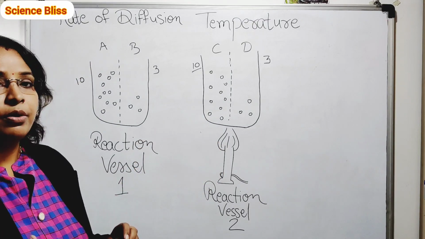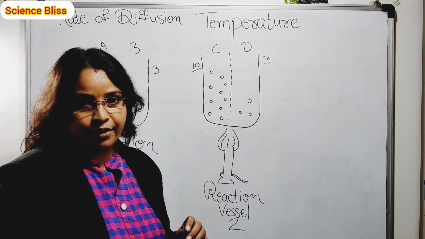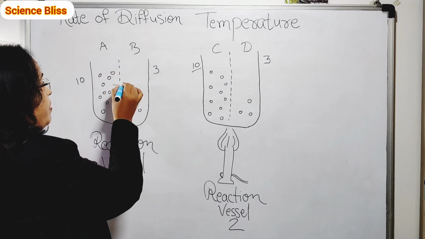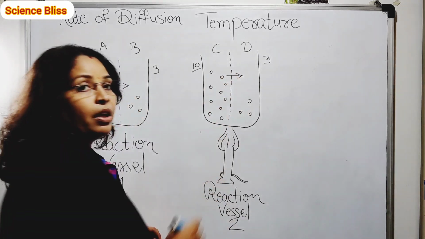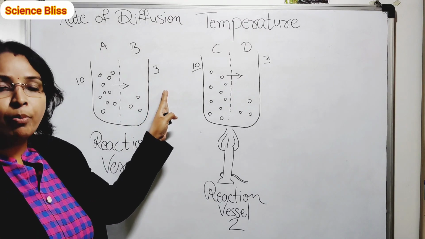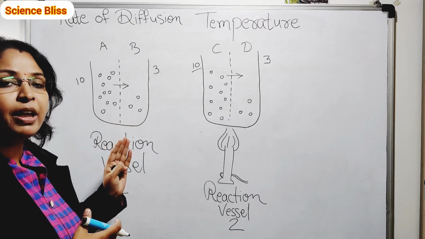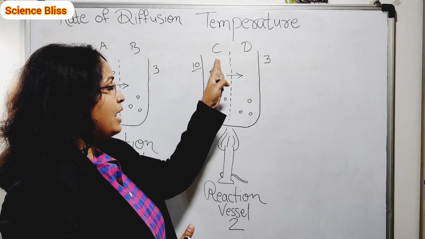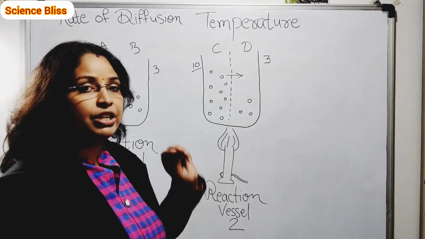So what do you think? First of all, my question is, will there be any diffusion? Yes, definitely there will be diffusion from side A to B and in the other reaction vessel from side C to D, right? As side B has fewer molecules, from higher concentration to lower concentration there will be a movement of molecules. A similar kind of movement will be seen in sides C and D. The molecules will be moving from side C to D.